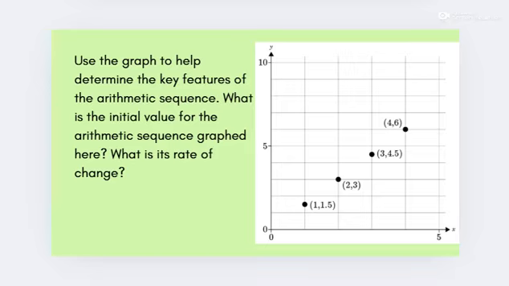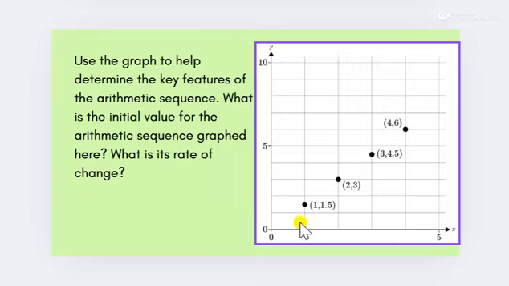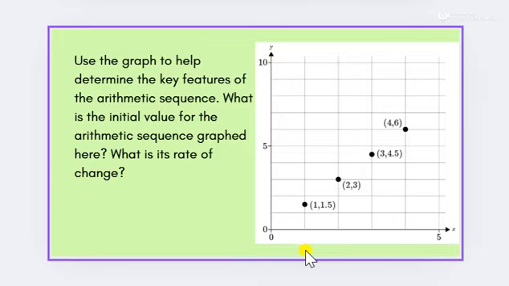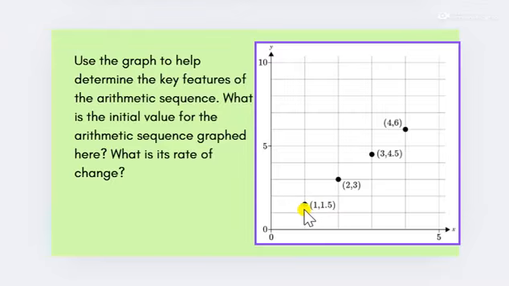Use the graph to help determine the key features of the arithmetic sequence. What is the initial value for the arithmetic sequence graphed here? What is the rate of change? So if we look at this, the initial value is right here. It's 1, 1.5, so the initial value is 1.5, because we're dealing with the y value.